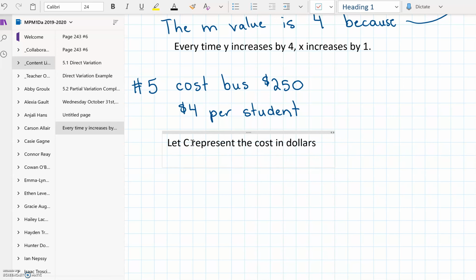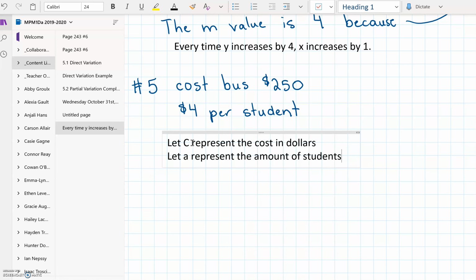Now the next one is a little bit harder. I don't want you to use S for student because we can't measure students, but we can measure the amount of students. So I'm going to use A. Let A represent the amount of students. Now, if you do use S, because they don't tell you which letter to use, you can say that S can represent the amount of students, but don't put S represents the students.